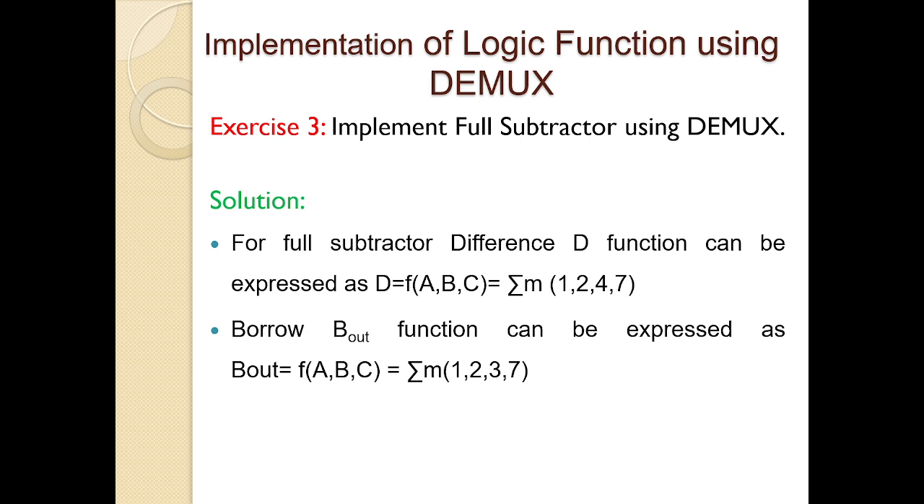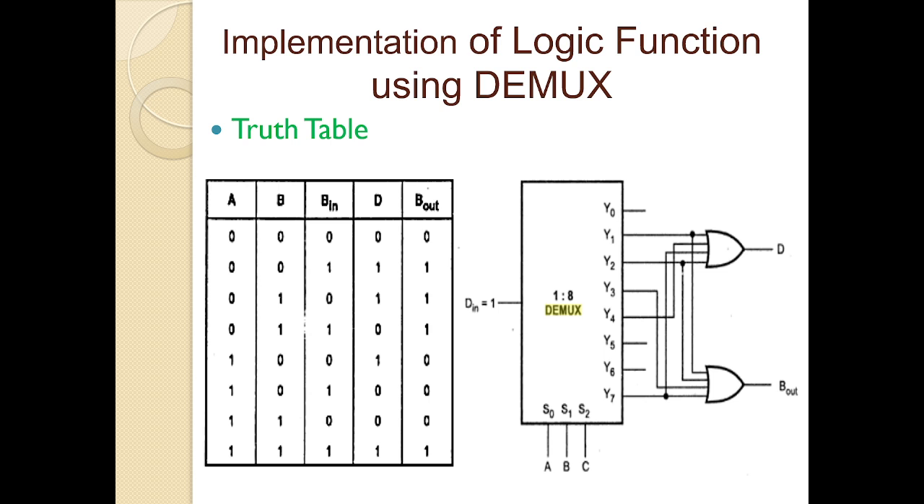The third one is implement the full subtractor using demux. The full subtractor difference minterms are 1, 2, 4, 7. The borrow minterms are 1, 2, 3, 7. So likewise we can draw the subtractor using demux. We can use 1 input, 3 selection lines and 8 outputs Y0 to Y7.